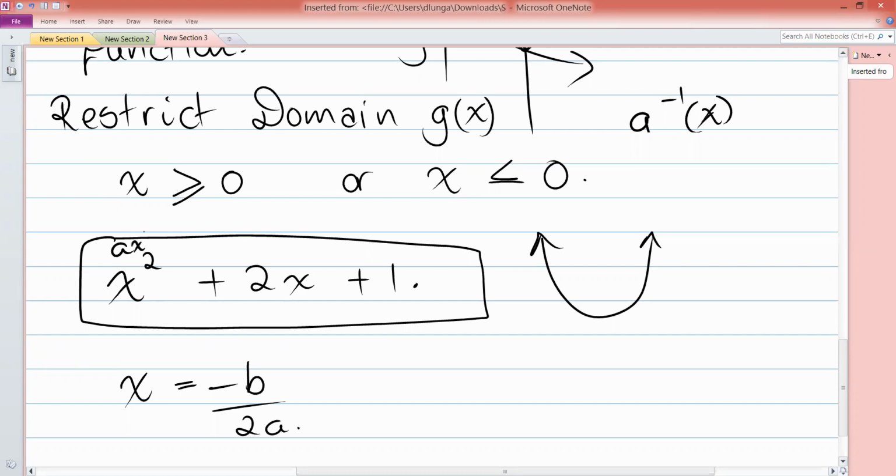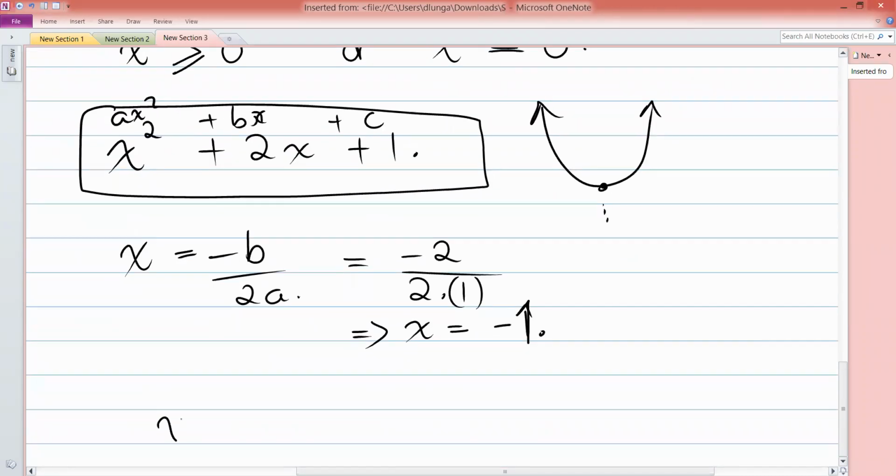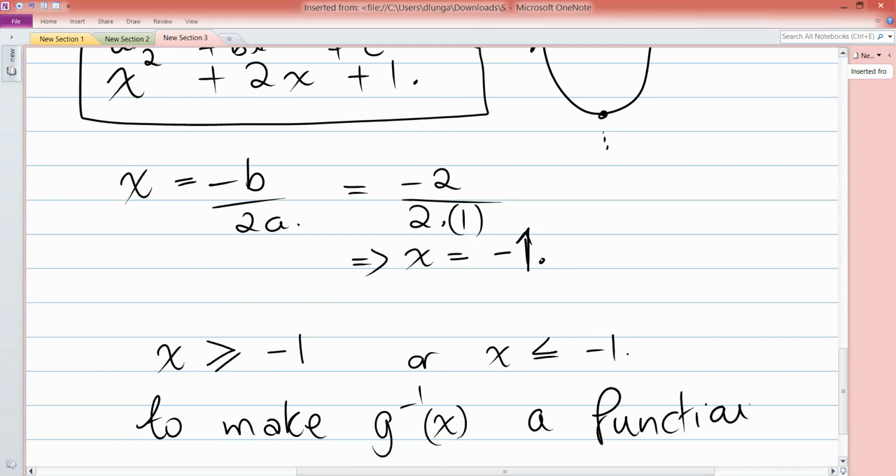So ax squared plus bx plus c. Negative b over 2 times a, where a is 1 here. So the turning point is x equals negative 1. We would have to restrict at this point. So you would say x is greater than or equal to negative 1, or x is less than or equal to negative 1. Why would we do that? To make g inverse x a function. Awesome. That's what you do if you have a parabola. You look for the turning point and restrict along that.